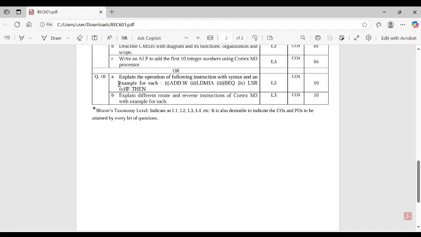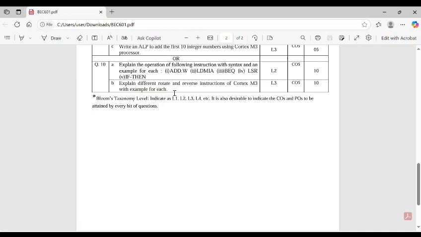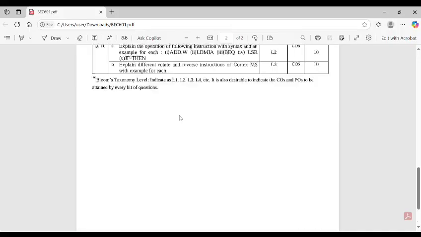Next is 10A: explain the operation of the following instructions with syntax and an example for each: ADD W, LDMIA, all these. This is also a sure question. 10A is a sure question, but they will change these things, that is ADD W and the others. Make sure you can read and write in the exam. Next one is 10B: explain the different rotate and reverse instructions of the Cortex M3 with an example for each. 10B is also important, but they will not give it regularly in the examinations.